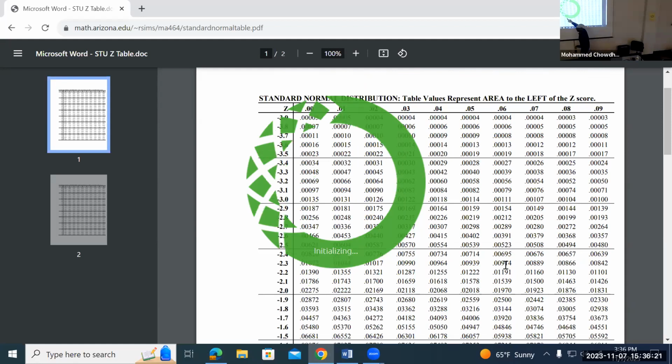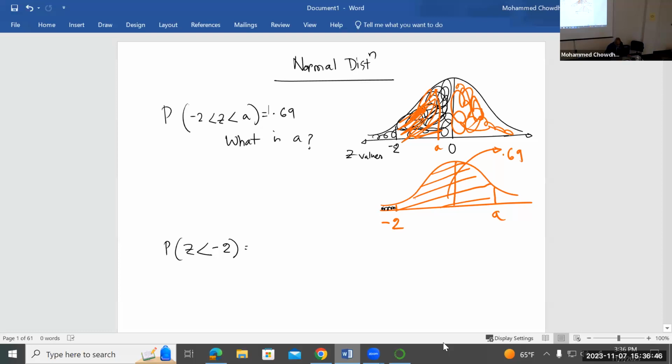Are you seeing this value? The probability of Z less than -2 equals what? 0.02275. Are you seeing that? So I should write here: this is equal to 0.02275. Clear, right? Understand, right? Okay, you can tell me now the Python code.